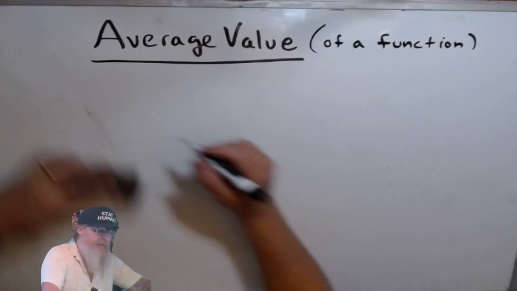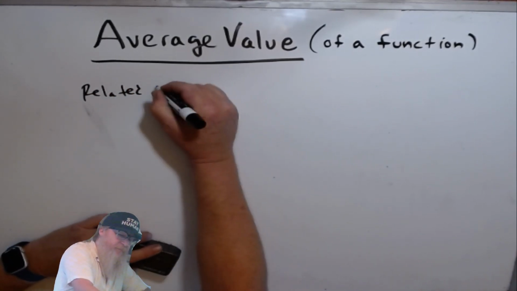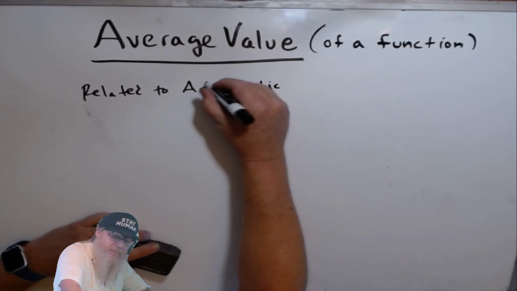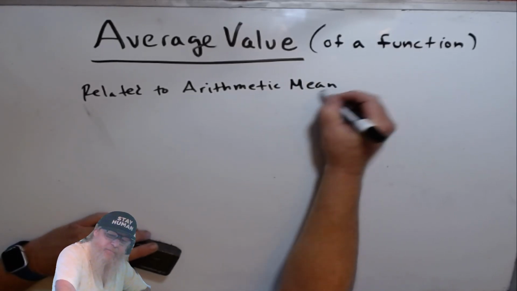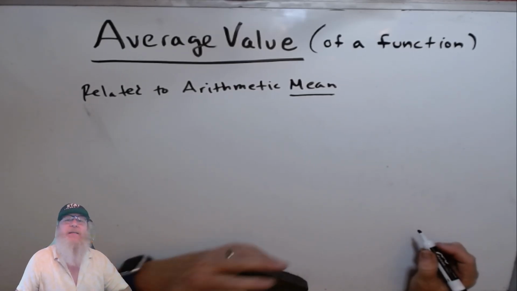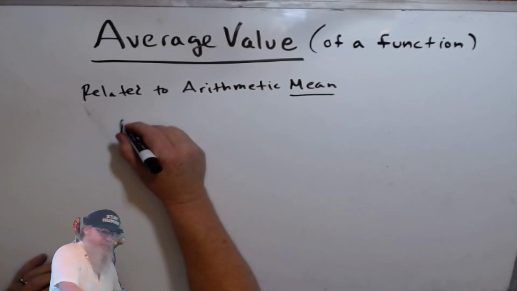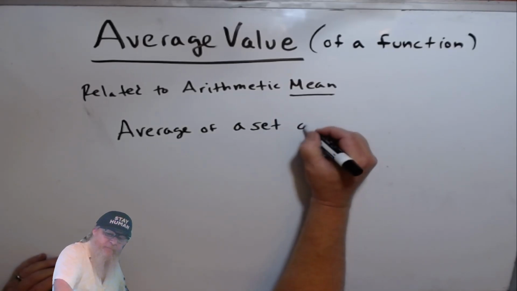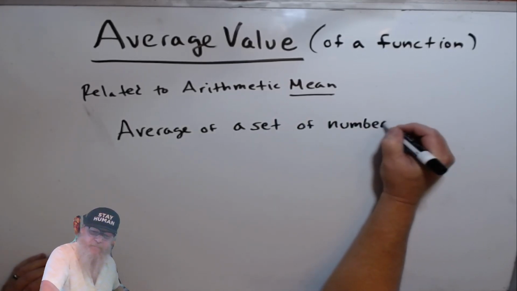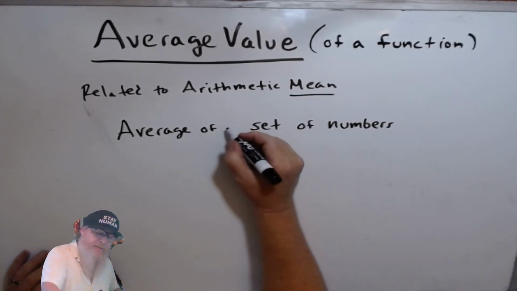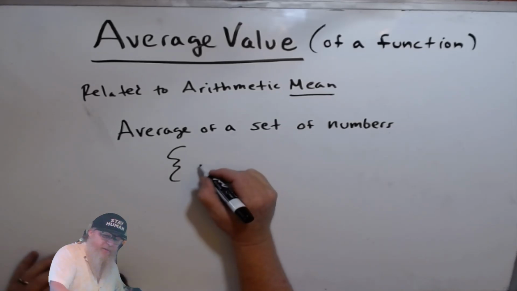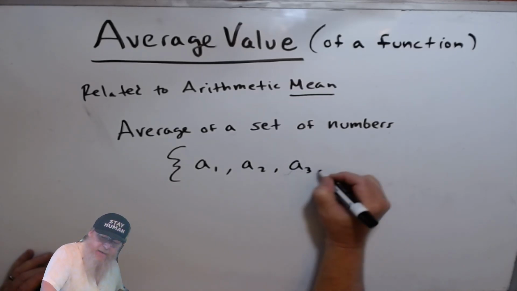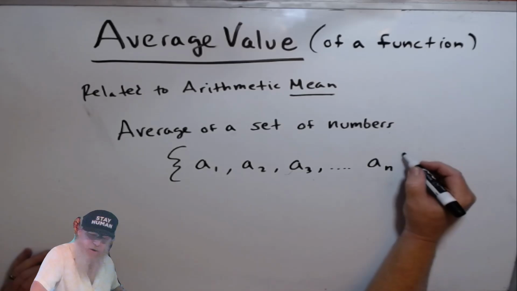It is related to what's called the arithmetic mean. Arithmetic mean is a fancy way to say the average of a set of numbers. So suppose we had a set of numbers. All right, let's call them A1, A2, A3, and there are n of these numbers.